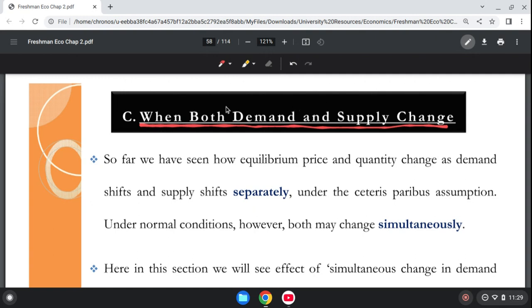And for today we are going to learn the effect of change in demand and the supply on the equilibrium price when both demand and the supply change simultaneously, whether in the same direction or in opposite directions.